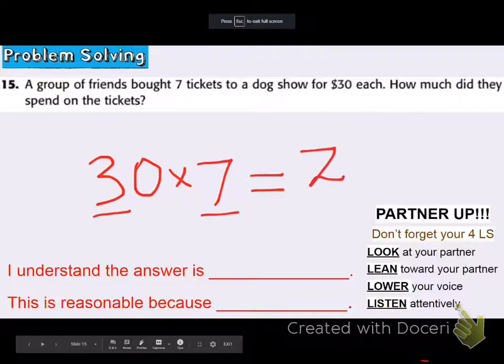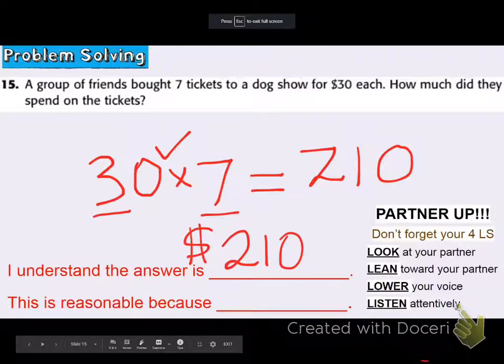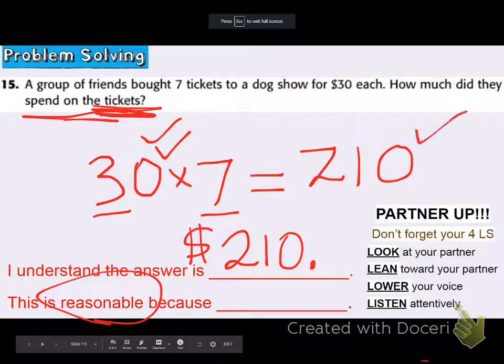Well, I know 3 times 7 is 21. And then there's 1 zero. So I understand the answer is they bought $210 worth of tickets, right? Because the question that I underline is how much did they spend on the tickets? Well, they spent $210. It's reasonable because it has 1 power of 10 and my answer has 1 power of 10. I'm ready to move.